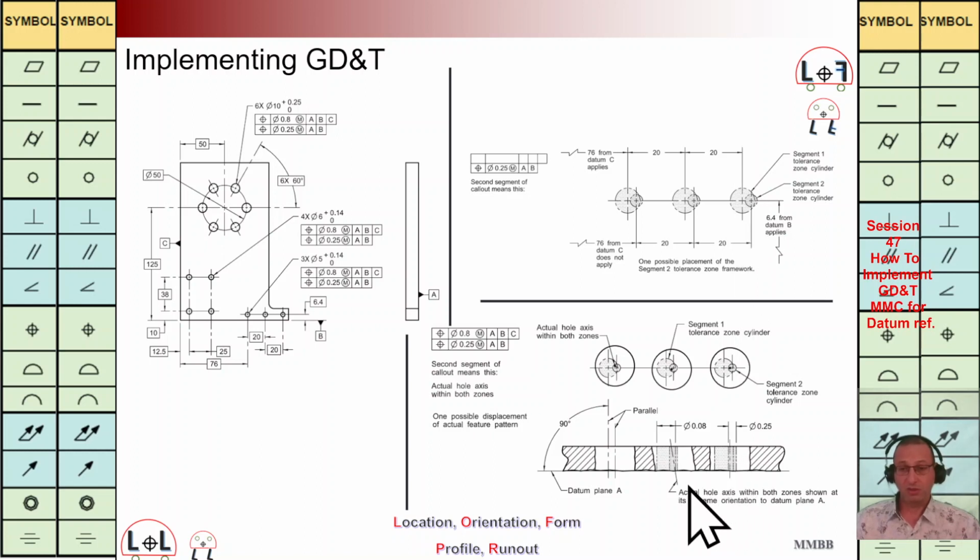Here, I would like to highlight, please see at the bottom, right? The axis of this cylinder should be in both TZs. As you can see, the axis of this cylinder, for the hole, should be in this cylinder and also in the big cylinder with a diameter of 0.8.